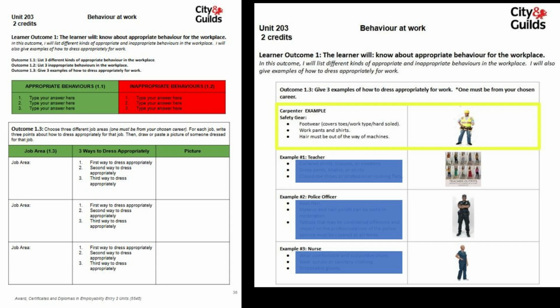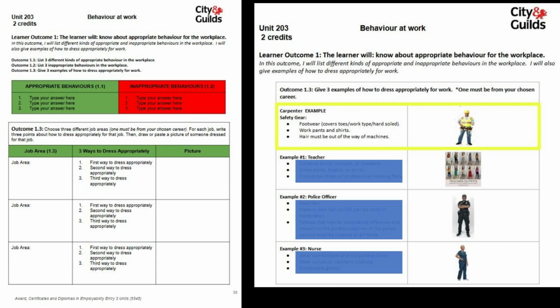On the right hand side, there's a picture. The second example is a police officer. I've listed the 3 there, and the police officer on the right hand side, and the example for a nurse and the picture. So you have to select 3 careers. I want you to write 3 points about dress within that career. And then also you will need to put a picture on the right hand side.